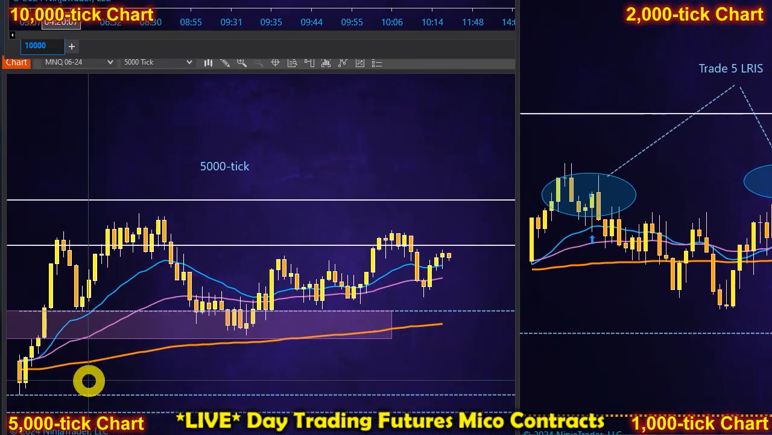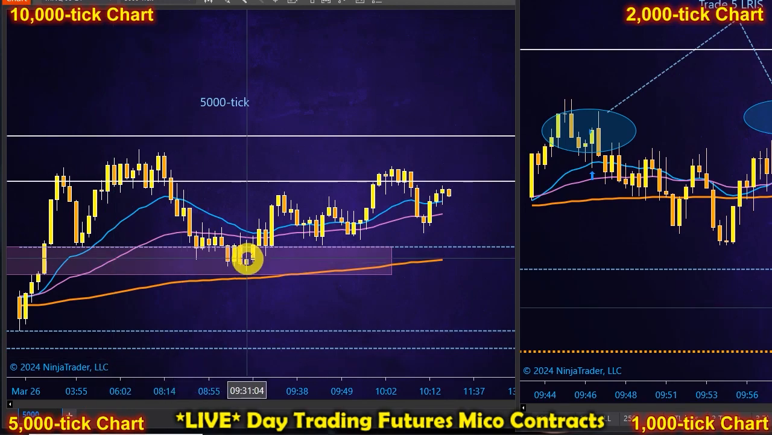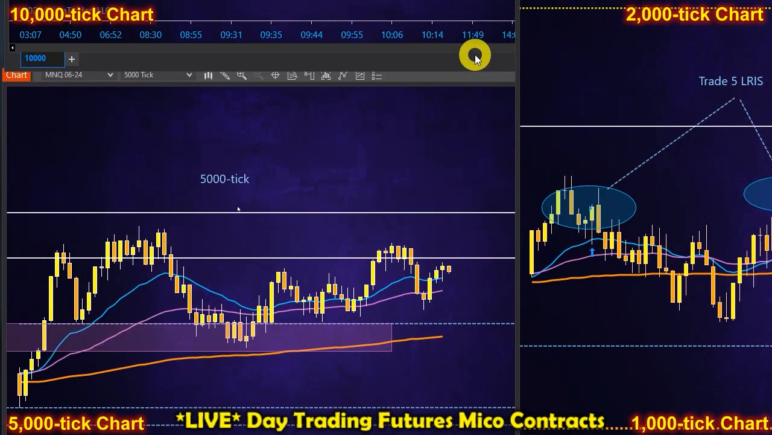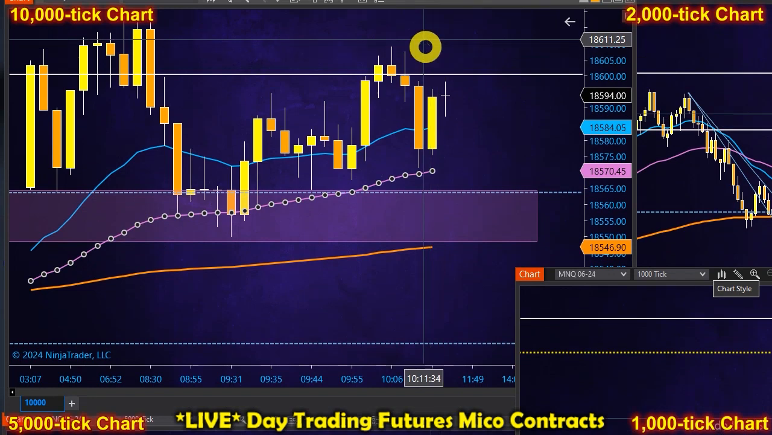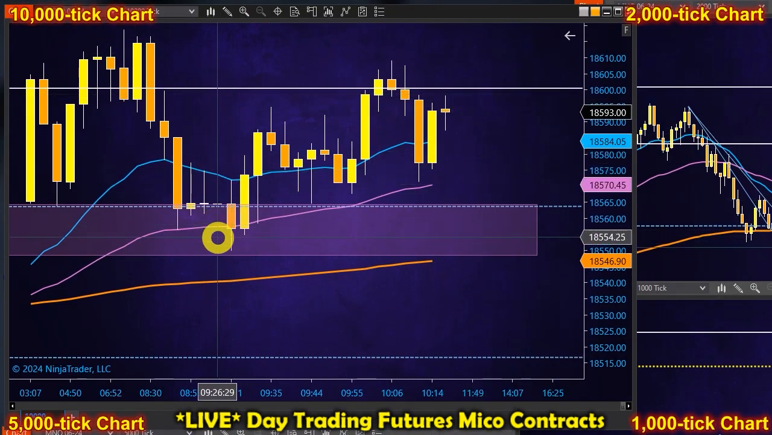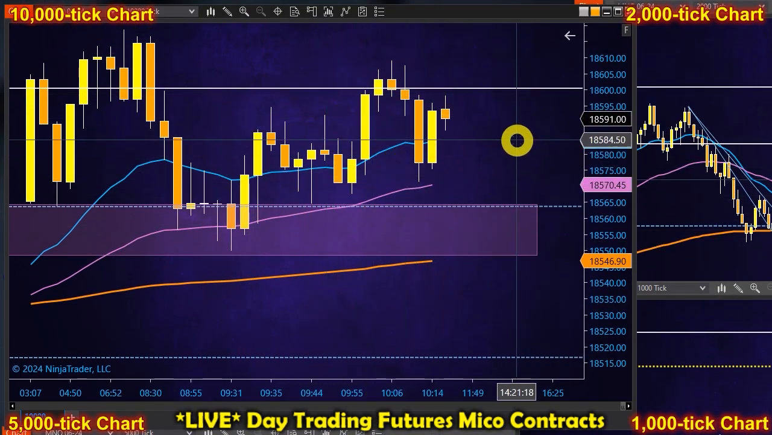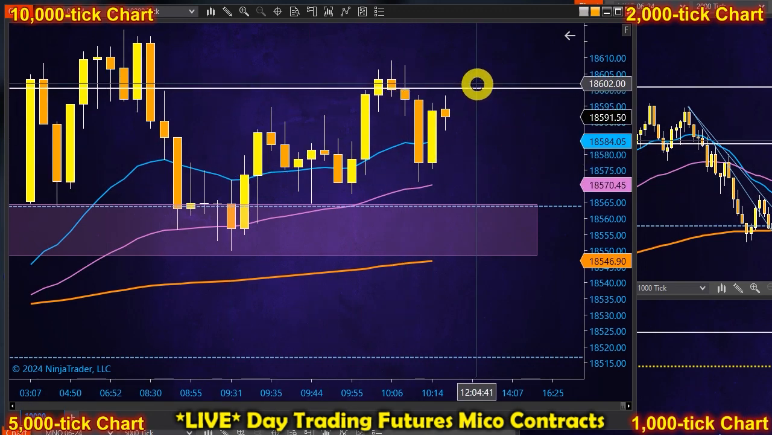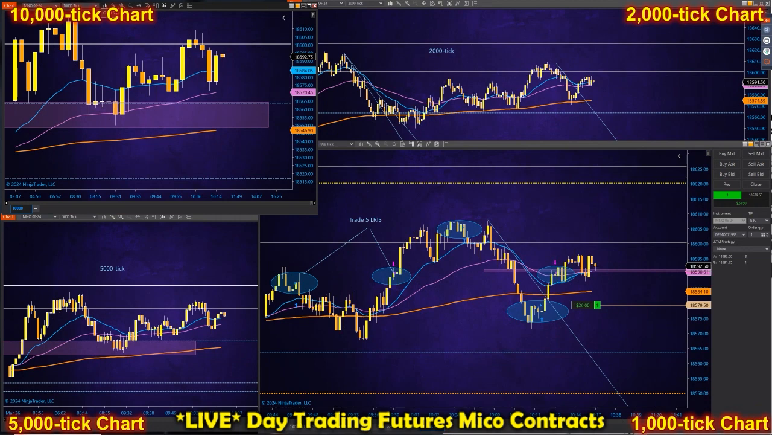But look at the 5,000 tick chart, how it's just steadily trending upward. I like that a lot. And it really looks steady on this too, but it's just so choppy on the lower time charts that it can spook us out. It looks like it wants to go over the top of the previous day high, and it looks like it wants to stay there, but we'll see.